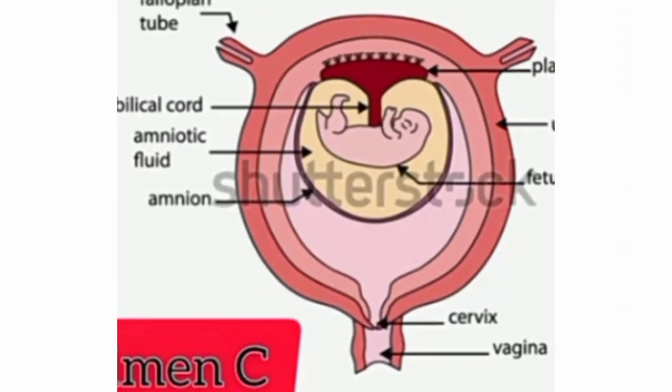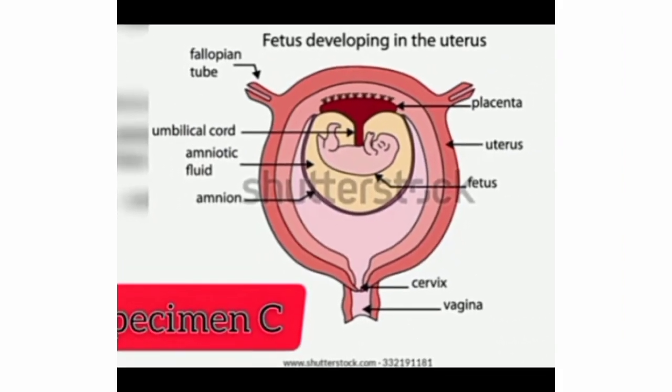Then over here is the specimen C. Specimen C has the fetus. You can see the fetus. There is a fetus in the womb. You see the amniotic fluid, the umbilical cord, the placenta.